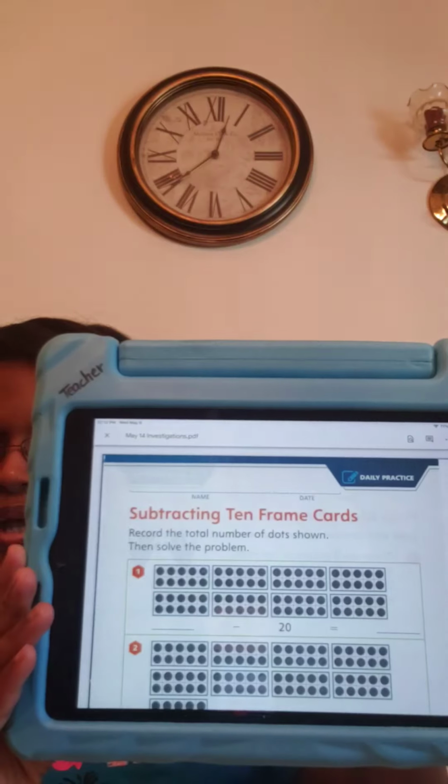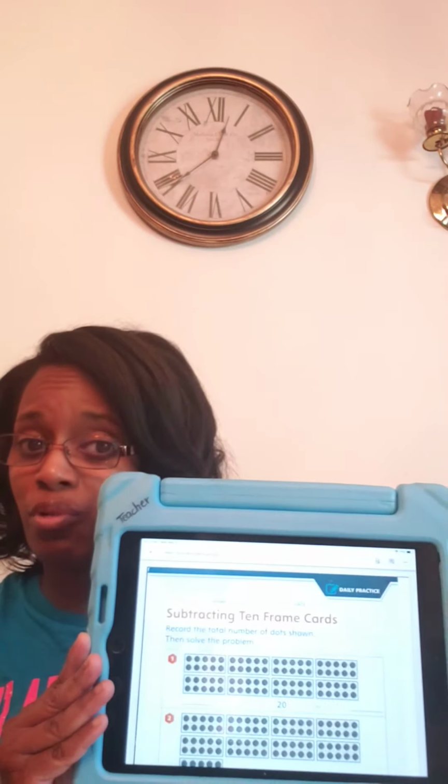Now we are not going to stand these problems up like we did the addition problems. They are going to be using 10 frames in your assignment, okay? Now what I do want to show you is what you're going to see in your assignment. You're going to see something that looks similar to this. Okay, so you are going to see those 10 frames.